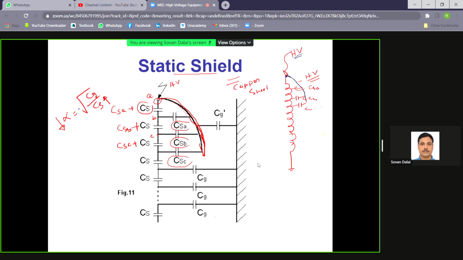When you study the equivalent circuit of the suspension insulator, in that case also you have to linearize the potential distribution along the suspension insulator by using this static shield, and in that case you will improve the string efficiency. You will see that application in the case of the suspension disk insulator also. Okay, similar thing.